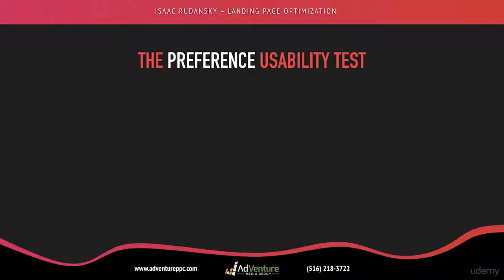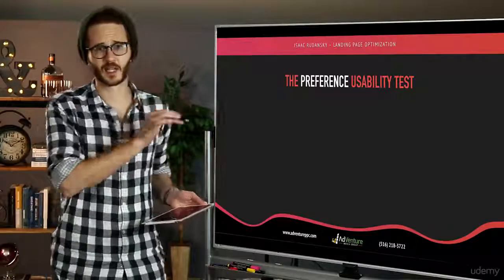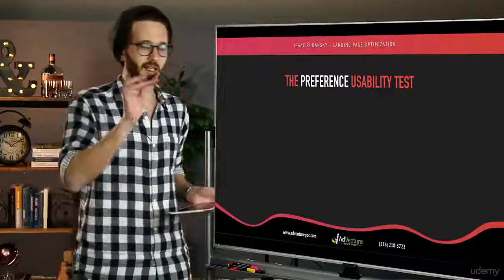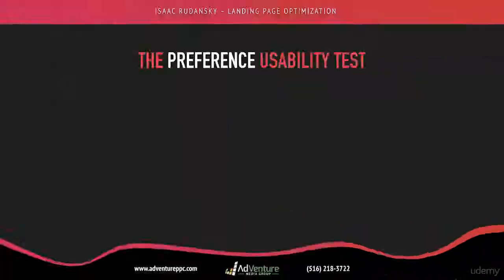I want to talk to you about the preference usability test. We spoke about the 5-second test. We spoke about it a lot, and we're going to show you some more interesting 5-second tests in section 2 of this course. But the preference test in usability is also a really cool test. And this is the second usability test that we're going to talk about.